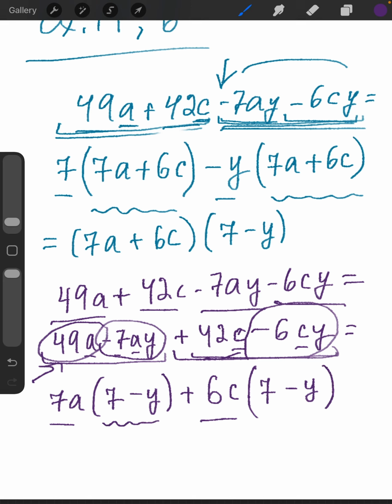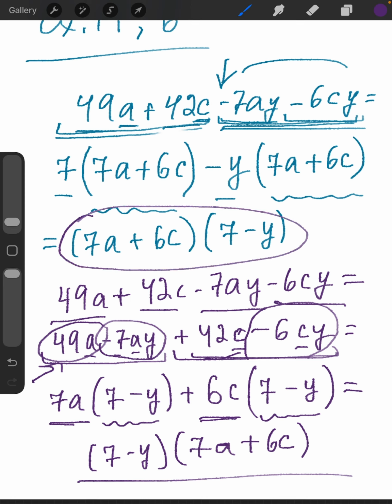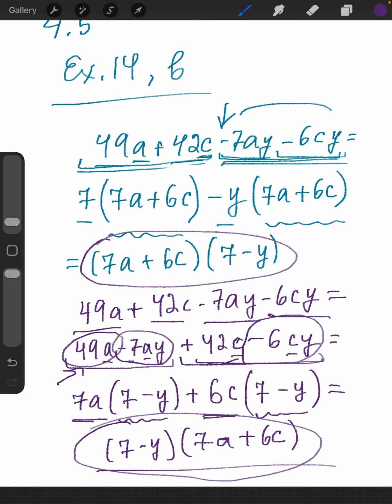And what do we get? All right, so let's simplify that. Let's go 7 minus y. And then here we have 7a plus 6c. Ta-da! Now look at this. Magic. You get the same exact expression if you manipulate your terms carefully and make sure to preserve the appropriate signs, right? Okay, very good.